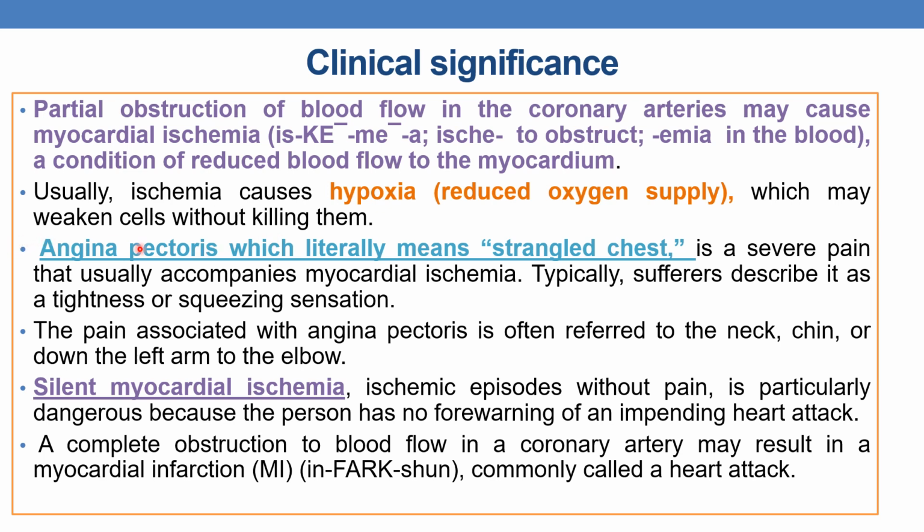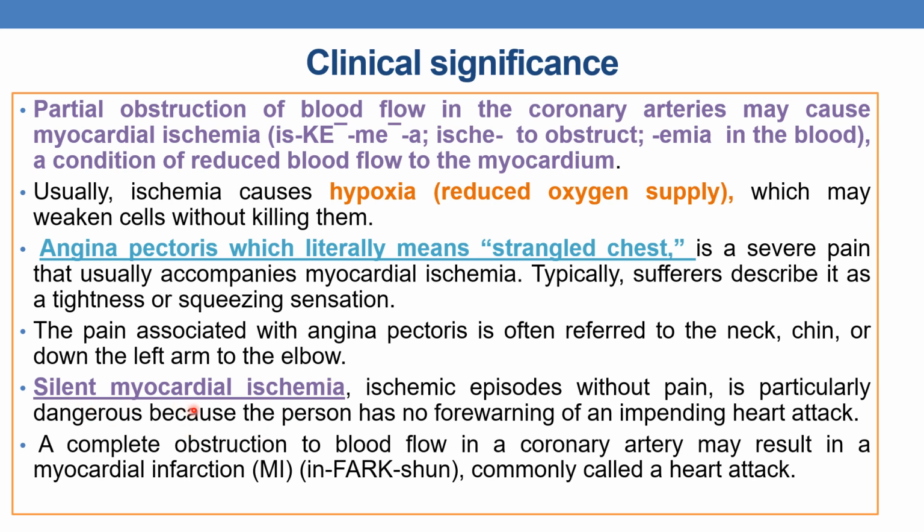The next condition is angina pectoris. Angina pectoris literally means strangled chest. Angina pectoris is a symptom. It is a severe pain that usually accompanies myocardial ischemia, and typically sufferers describe it as a tightness or squeezing sensation in the chest. Hence the name strangled chest. The pain associated with angina pectoris is often referred to the neck, chin and down the left arm to the elbow.